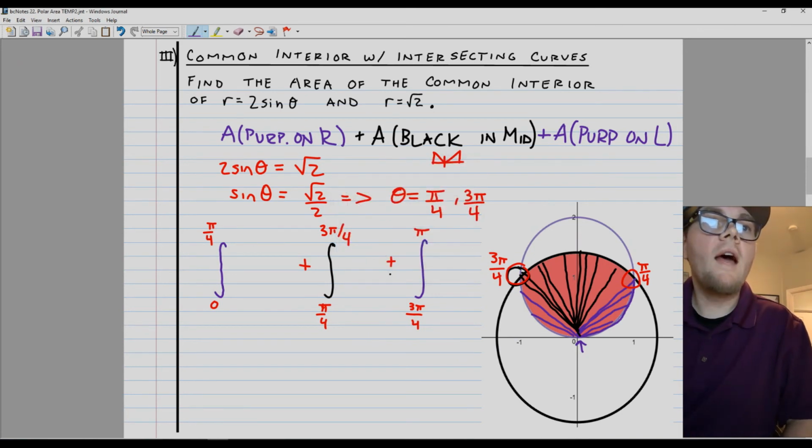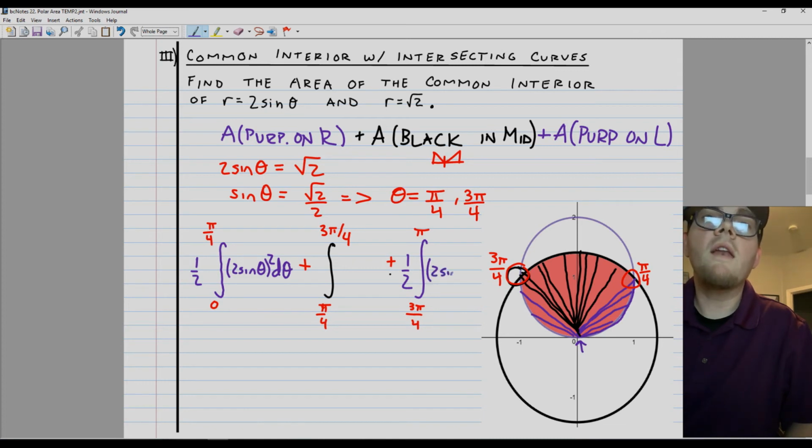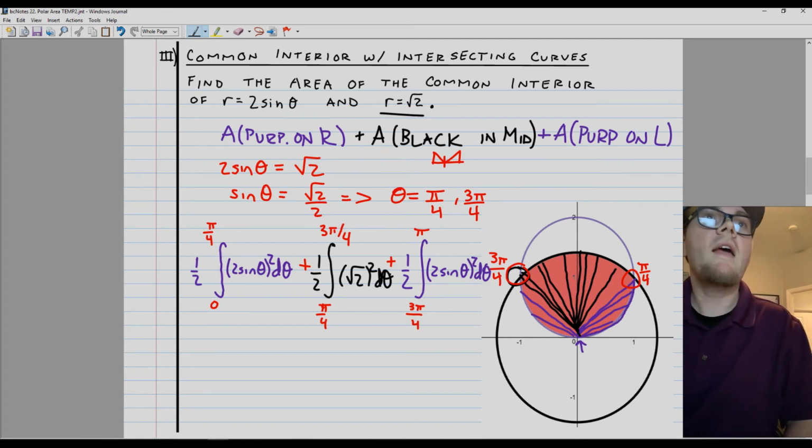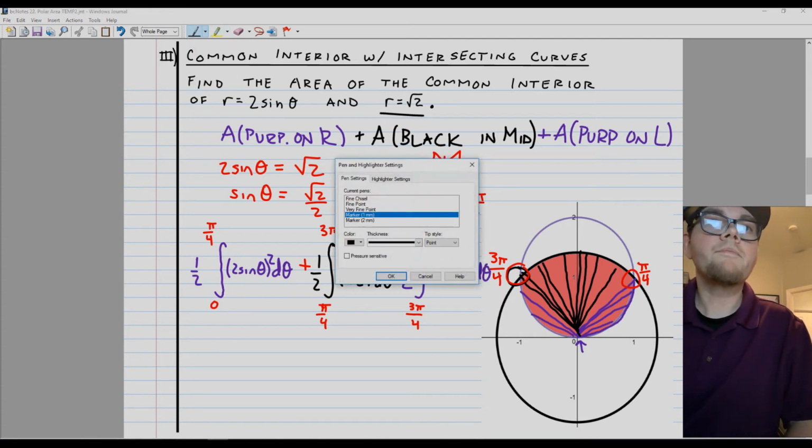So first, adding my 1 halves. Each one of these is going to have a 1 half. Nothing's changed there. For the purple section, we have the 2 sine of theta graph, so 2 sine of theta squared. The other one will be 2 sine of theta squared as well. And then finally, the middle region is going to be 1 half, and our middle black section was r equals root 2, so it'll just be root 2 squared. That'll be the easiest one for us to calculate. And so we have our three integrals set.